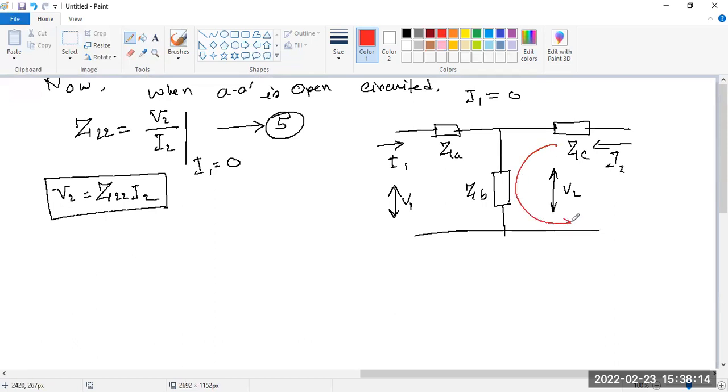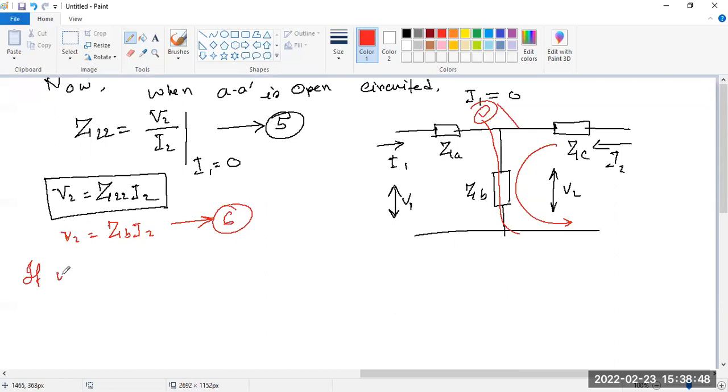Current is flowing, that is I2. So you can see, if this terminal is open and if you measure this voltmeter voltage, then only this I2 current is flowing and it is going to the ZB. So we can write V2 is ZB into I2. This is the equation 6.